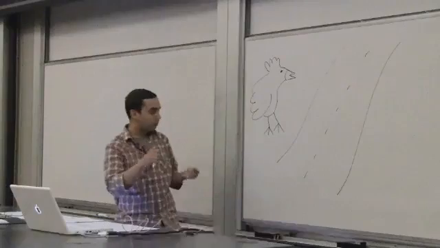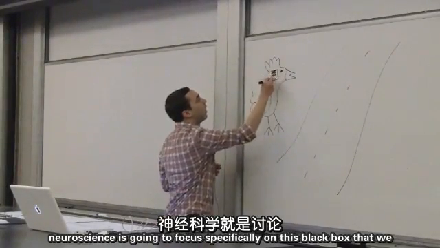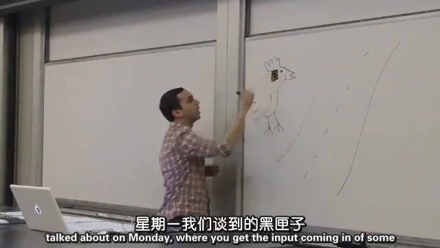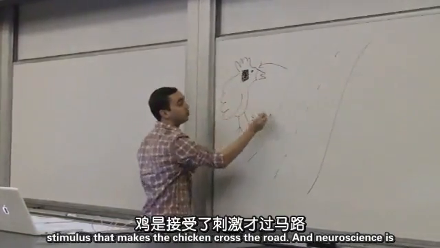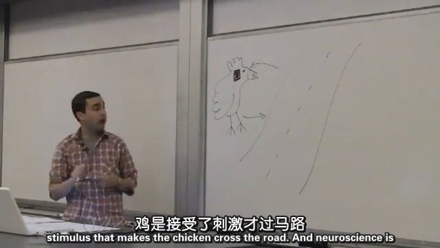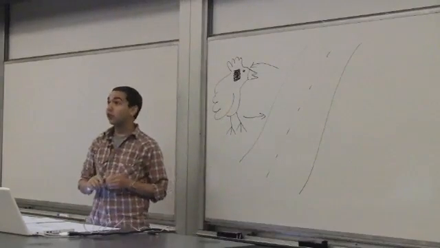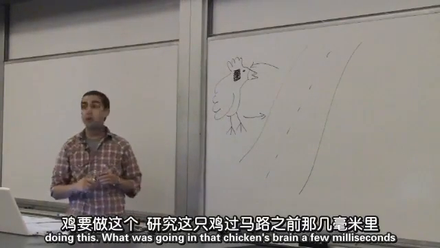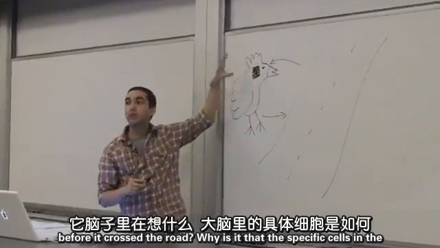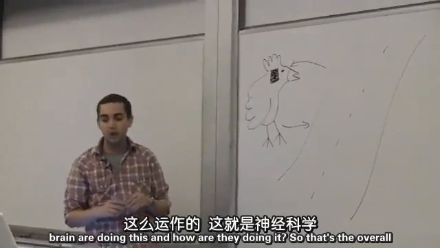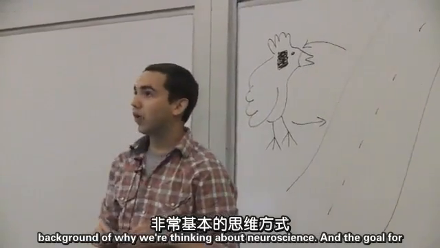So today we're going to talk about yet another bucket, yet another way to think about this, which is neuroscience. And neuroscience is going to focus specifically on this black box that we talked about on Monday, where you get the input coming in of some stimulus that makes the chicken cross the road. And neuroscience is about that black box in the middle, and why it is that the chicken is doing this, what was going on in the chicken's brain a few milliseconds before it crossed the road, why is it that the specific cells in the brain are doing this, and how are they doing it. So that's the overall background of why we're thinking about neuroscience.